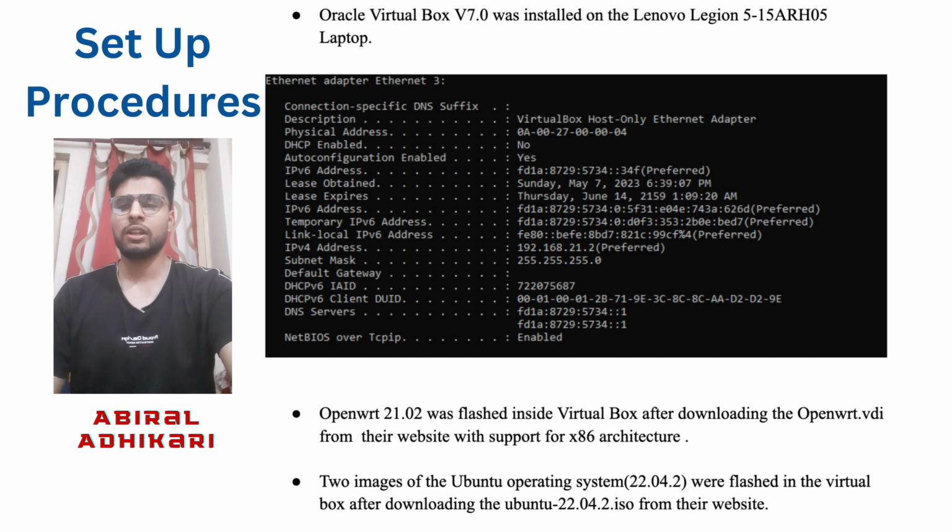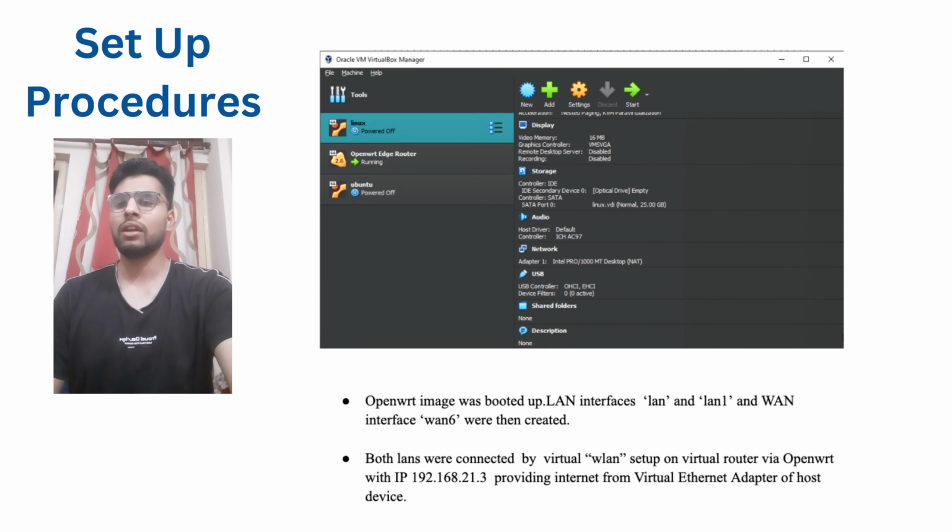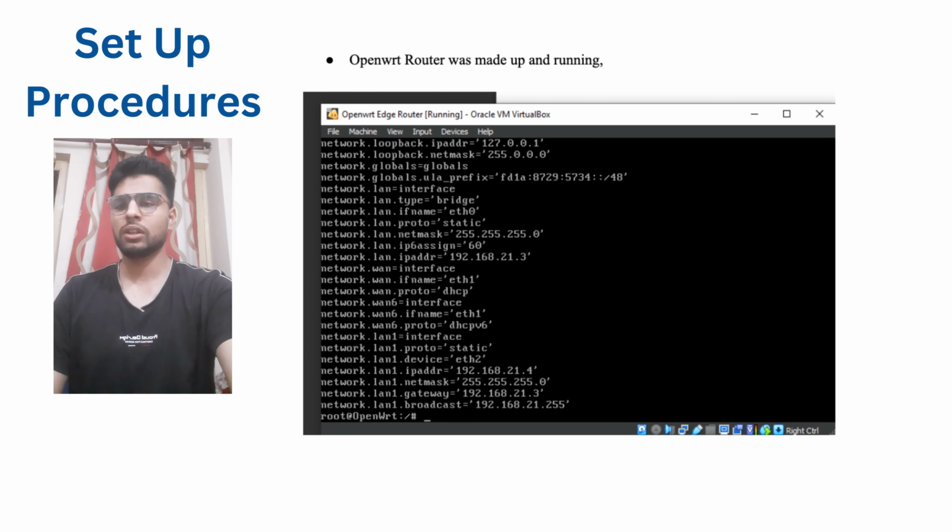First of all, let me explain about the setup of this. In this project, we are using VirtualBox to set up Linux servers and virtual router to show the bandwidth management by the method of bandwidth allocation and rate limiting. Here we are setting up Oracle VirtualBox version 7.0, which was installed inside one of the laptops. After this, we installed OpenWRT version 21.02 by downloading its virtual disk image that supports 32-bit architecture inside of VirtualBox.